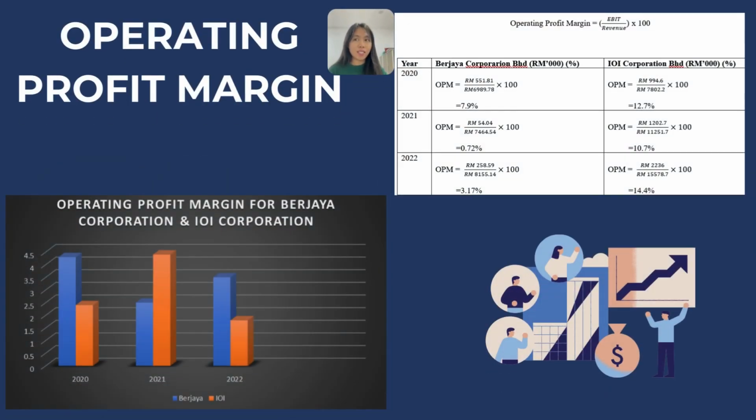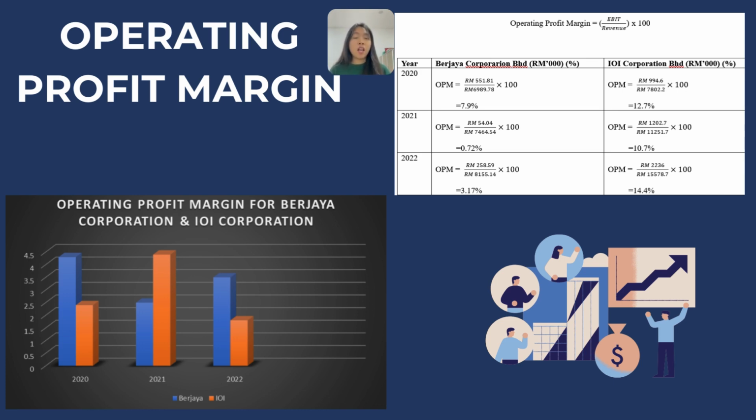Last but not least is operating profit margin. Operating profit margin, also known as operating margin or operating income margin, is a financial metric that measures the profitability of a company's core operating activities.